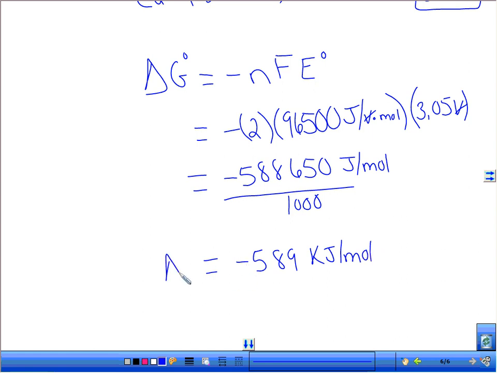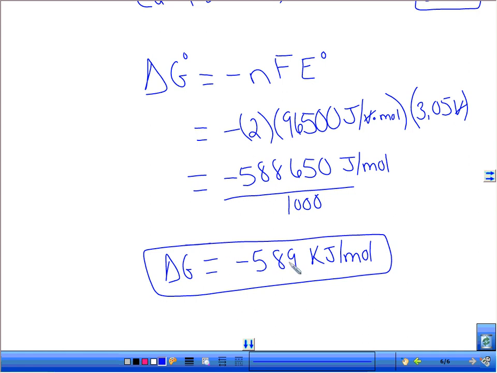Negative means it's spontaneous. So, two things can tell us it's spontaneous: a negative G or a positive voltage. And the reason that works is because there's a negative sign hanging out here. So if this had been negative and non-spontaneous, the negative and the negative would have made a positive, and Gibbs would have been positive. So Gibbs and voltage are like opposite as far as sign, as far as spontaneity is concerned. And that is your full lesson.